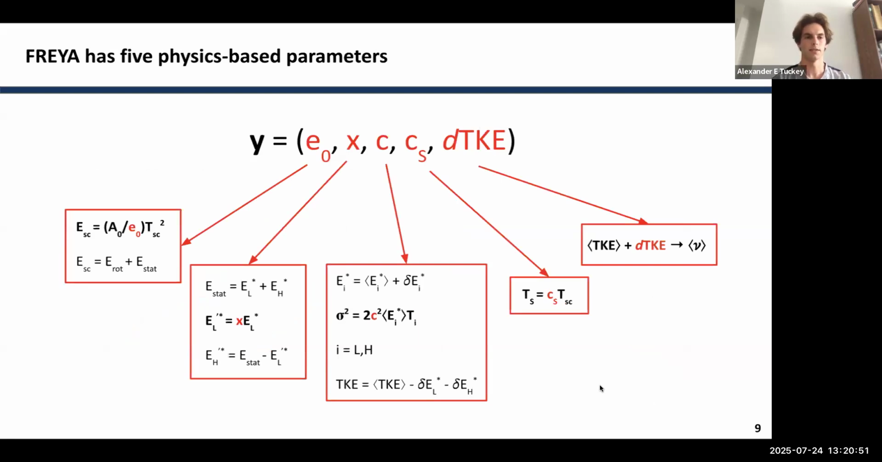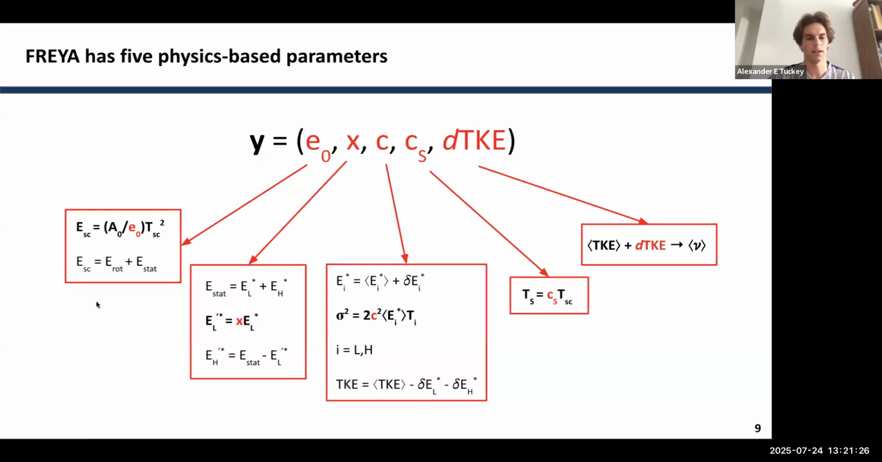So Freya has 5 physics-based parameters that need to be specified to generate any output. The first of which, E0, is related to the excitation energy at scission, which I have denoted here E_SC. And E0 determines the scission temperature, which essentially determines how excited the fragments are.